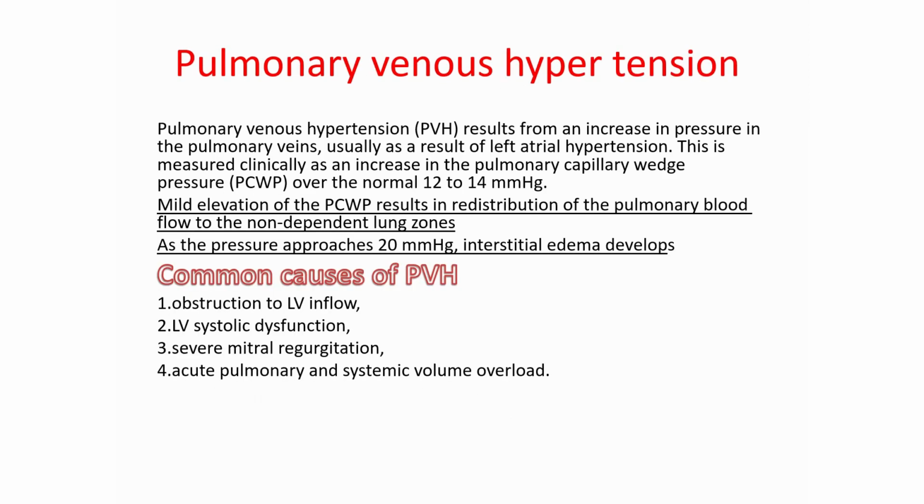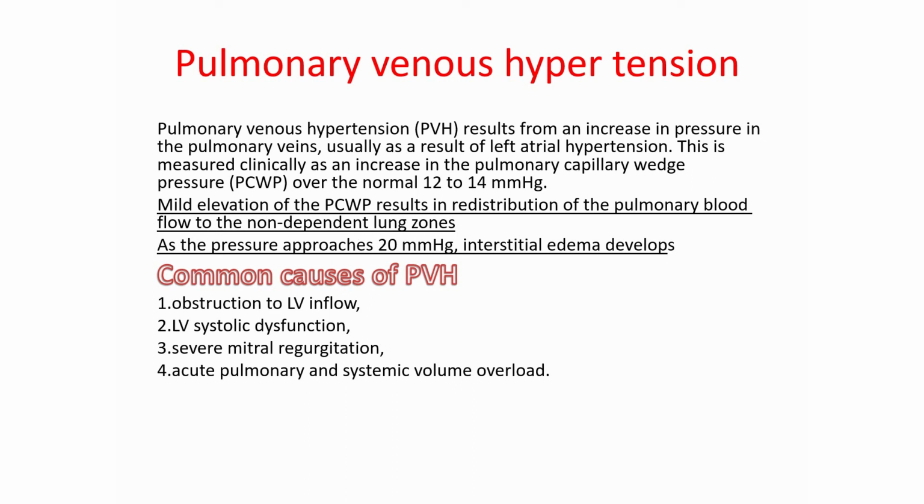While pulmonary venous hypertension will occur most commonly, as we said, in pulmonary edema. Here there will be an increase in the pulmonary capillary wedge pressure. Normal pulmonary capillary wedge pressure is 12 to 14. If there is a mild elevation, it will cause redistribution of pulmonary flow to the non-dependent lung zone, I mean the upper zone of the lung. As we said previously, the upward diversion of the pulmonary venous flow. While if the pressure increases to approach 20 millimeters of mercury, it will cause interstitial edema. While if it is 20 to 25 millimeters of mercury, it will cause alveolar edema and the other features of pulmonary edema.